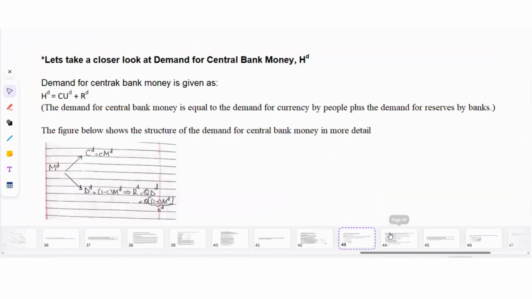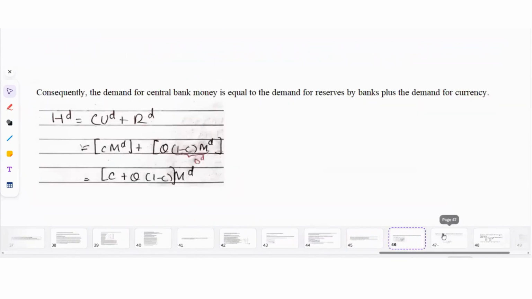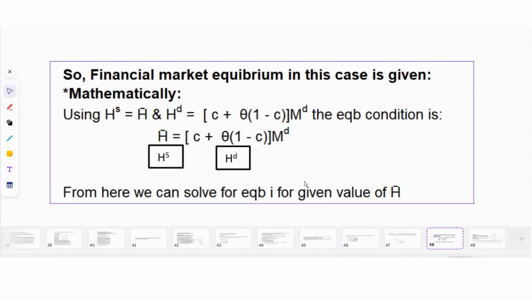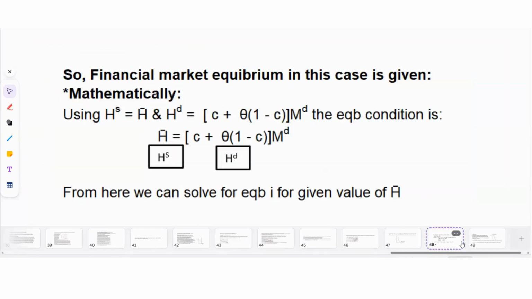Then we talked about demand for central bank money, with demand for currency plus demand for reserves. And here we discussed how in the HI plane, demand for central bank money is going to be plotted as a downward sloping curve. So if we now look at financial market equilibrium in the case where the economy has a banking sector along with the central bank, mathematically financial market equilibrium can be found as follows. So using HS is equal to H bar, because like we said, we're assuming the supply of central bank money is drawn as a vertical line at the level set by the central bank.